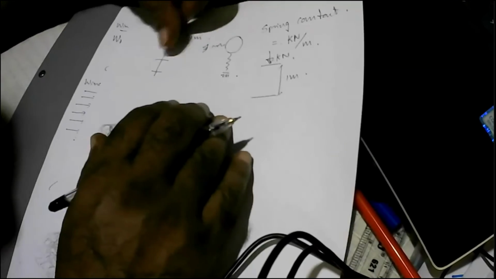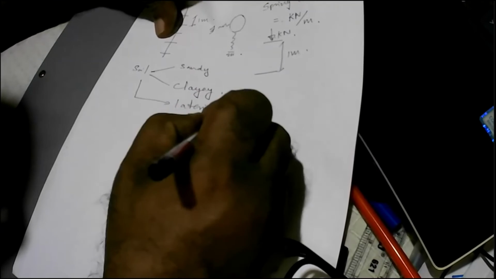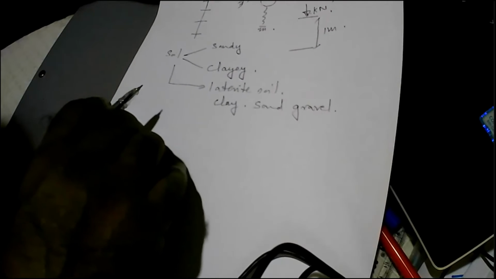So we can have two types of soils. One is sandy soil, the other one is clay soil. And in our conditions, we have laterite soil, which is a mix of clay, sand, and gravel. So first we'll see how we deal with sandy soils and the clay soils.